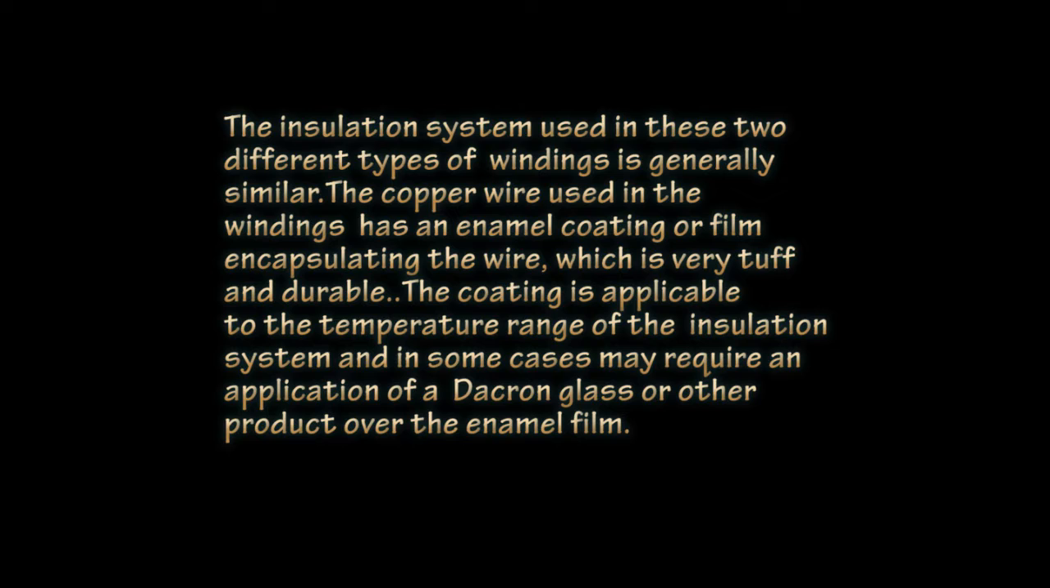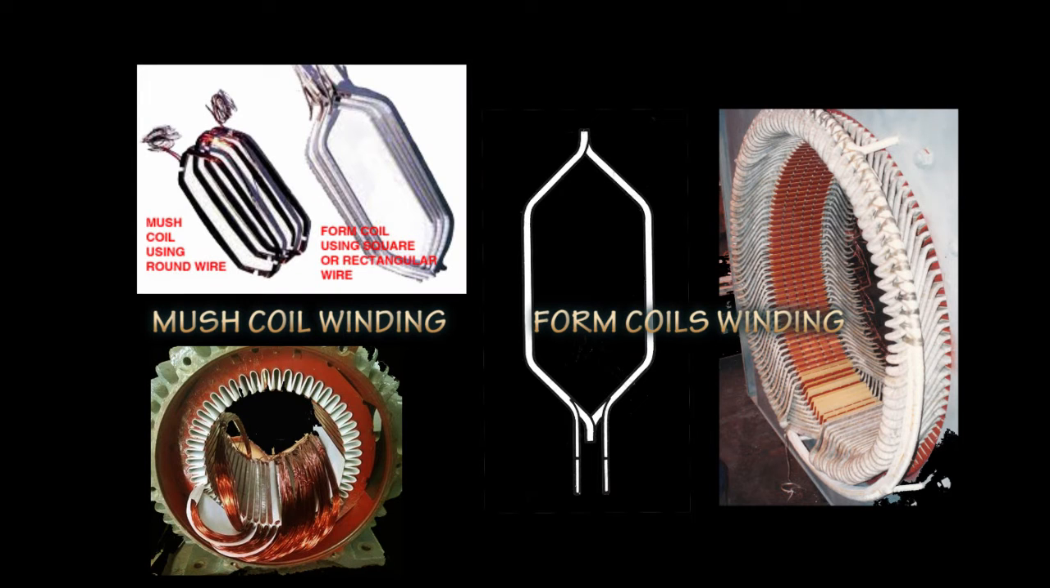The copper wire used in the windings has an enamel coating or film encapsulating the wire, which is very tough and durable. The coating is applicable to the temperature range of the insulation system and in some cases may require an application of a Dacron glass or other product over the enamel film. The pictures show a mush coil winding and the form coil winding.